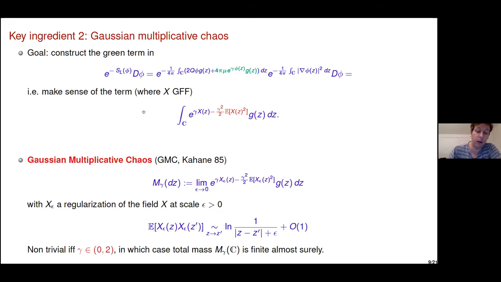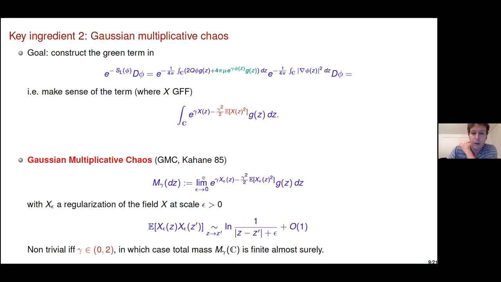And this is what Kahane actually did in 1985: you define the exponential of the Gaussian free field. So how do you do that? Well, you regularize your field at scale epsilon. You introduce an ultraviolet cutoff at scale epsilon. You regularize your field, so you get a good smooth Gaussian field whose covariance on the diagonal is like log 1 over |z − z'| plus the little ultraviolet cutoff.